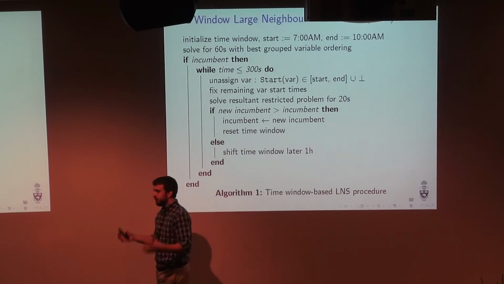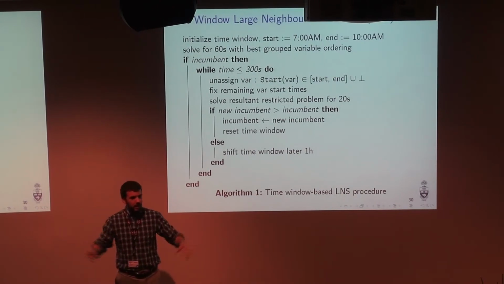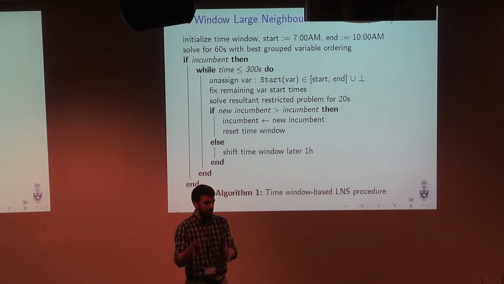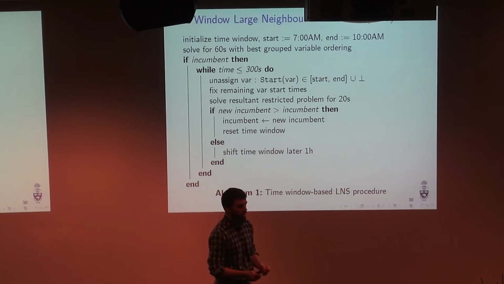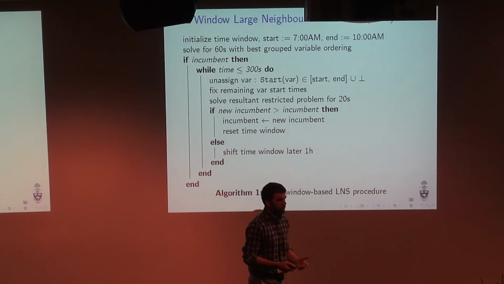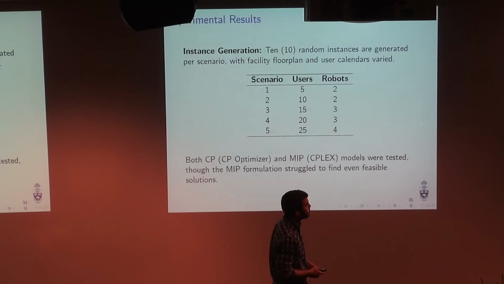And then while we're not out of time, so in 5 minutes, essentially what we do is we unassign all of the variables that have start times within that time window. We fix everything else, and then we resolve that problem for 20 seconds. So essentially we're just looking at smaller pieces of the problem and seeing if there are local improvements we can make via this large neighborhood search. We replace incumbents. If we don't find an improvement in that 20 seconds, we shift the window 1 hour to the right and continue on.